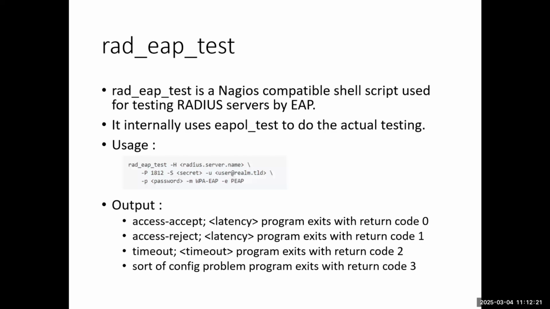Then this is the core of things. This is actually rad_eap_test. rad_eap_test is a Nagios-compatible shell script used for testing RADIUS servers by EAP. Internally it uses eapol_test to do the actual testing. So I integrate the output of the command and then send it back to Telegram.